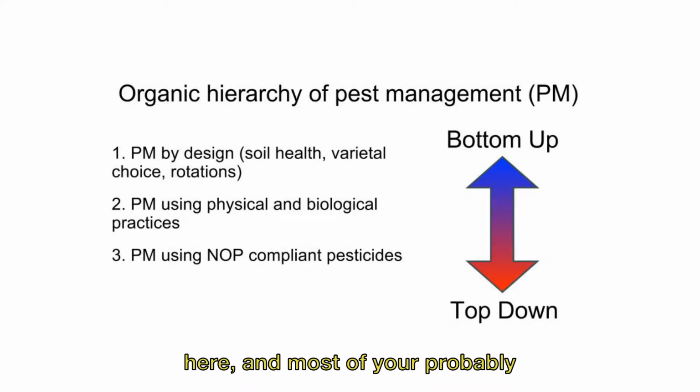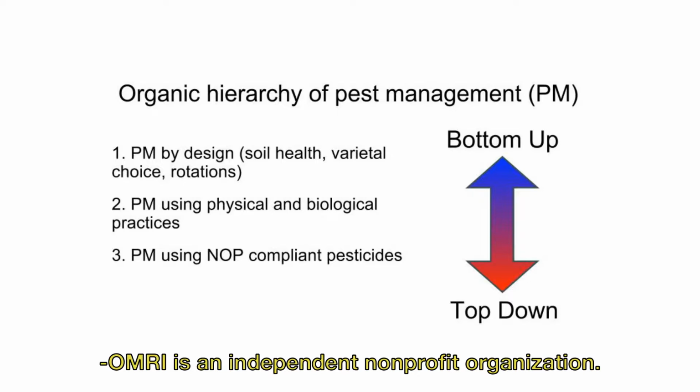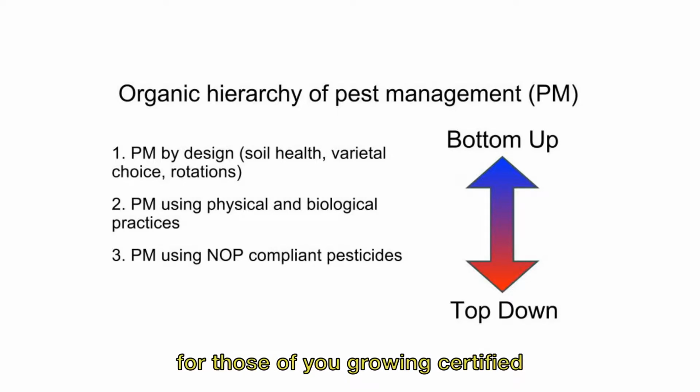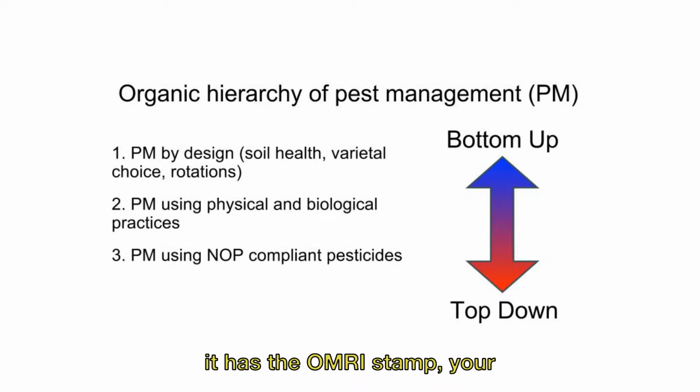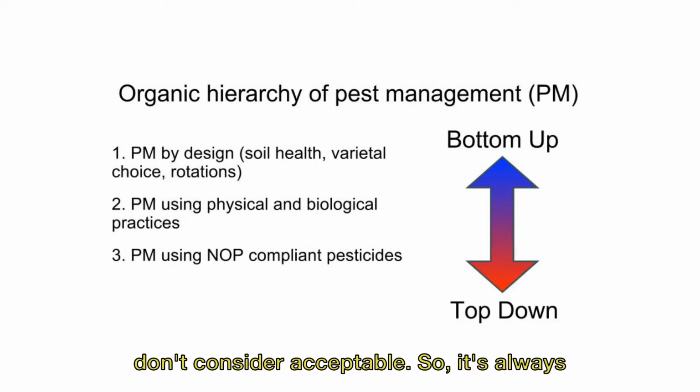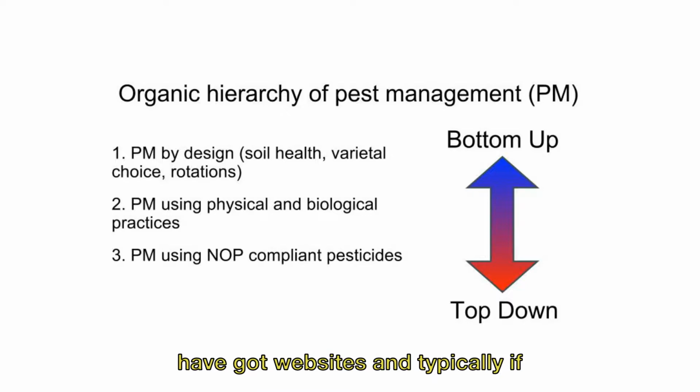The reason I didn't put OMRI here, and most of you are probably aware of this, is that OMRI is an independent nonprofit organization. At the end of the day, for those of you growing certified organic crops, and I apologize if you've heard this many times, you need to check with your certifier. Anytime you're going to use a new input on your farm, regardless of whether or not it has the OMRI stamp, your certifier has the final say on whether or not it's compliant with NOP regulations. Certifiers do vary in terms of what they consider acceptable. Sometimes they have websites, and typically if it has the OMRI stamp, I think 9 times out of 10 they say no problem. But they don't have to say no problem.